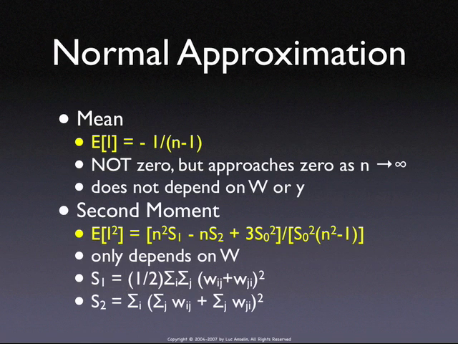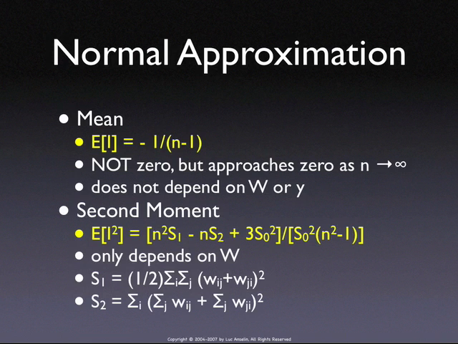The mean is very easy. The mean turns out to be minus 1 over n minus 1. So this is not 0. The mean under the null hypothesis of no spatial autocorrelation, of spatial randomness, of Moran's I is not centered at 0, but it's a little to the negative of 0. These distributions are very weird. If you like to do simulations, you should play around with this sometime. They're actually not symmetric. But as n grows, this becomes smaller and smaller, so for all practical purposes, it becomes zero.